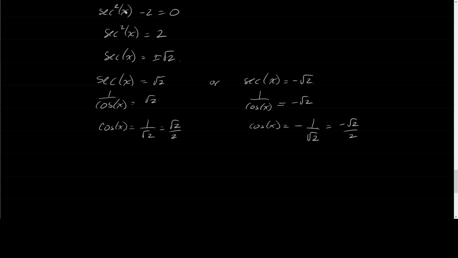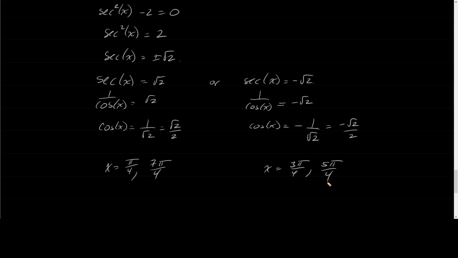And now the question here is, on the unit circle, where does this happen? Cosine is equal to radical 2 over 2 at 2 spots: at pi over 4, and also at 7 pi over 4. And cosine is equal to negative radical 2 over 2 at 2 spots, those being 3 pi over 4, and also 5 pi over 4.